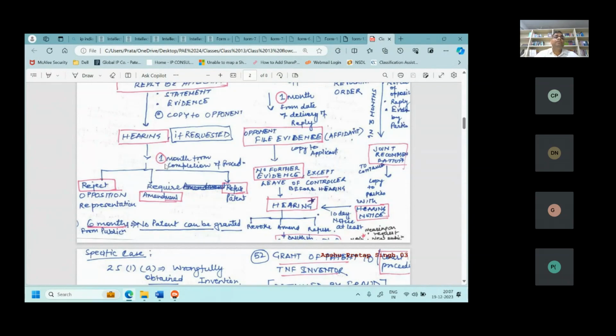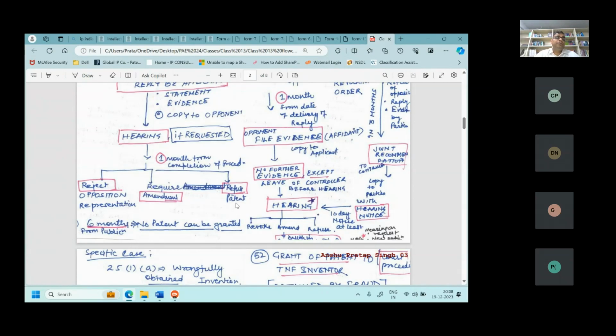Hearing if requested within 1 month from the completion of the proceeding. After hearing, within 1 month, either the opposition representation is rejected, or amendment is required in the claims, or the patent is refused. Depending on the outcome, these are the 3 outcomes which will happen.